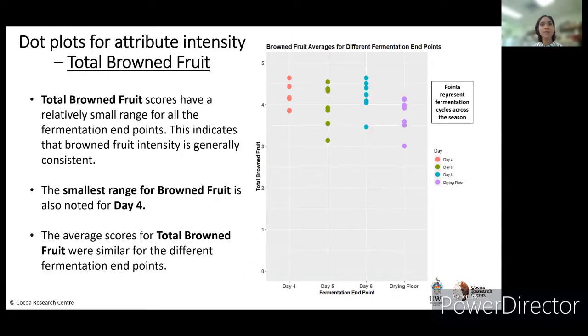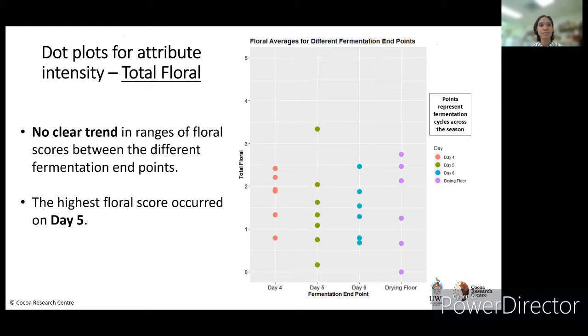Sorry. So now I'll focus on total brown fruit. This plot here is similar, with the same color coding as the one on the previous slide, except this one deals with intensity of brown fruit on the vertical axis. So we see here that there are pretty small ranges for brown fruit. The dots are pretty much close together, indicating that brown fruit character is pretty consistent generally for each endpoint. The smallest range was again noted for day 4.